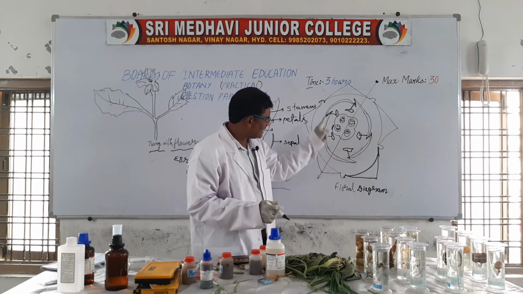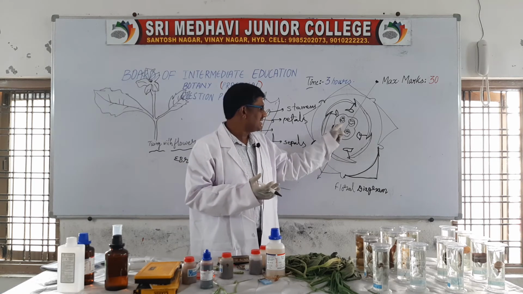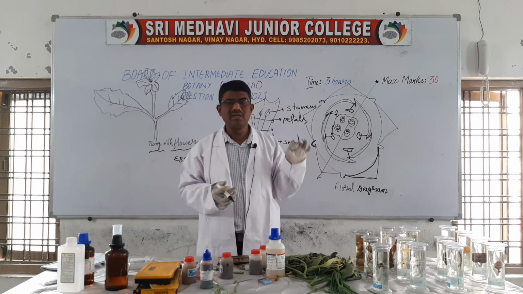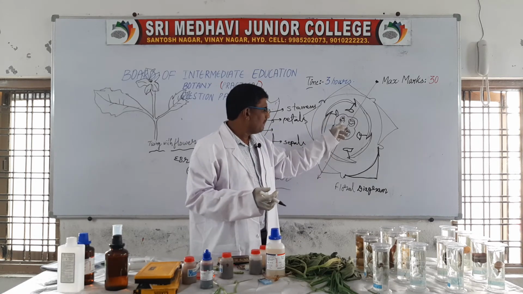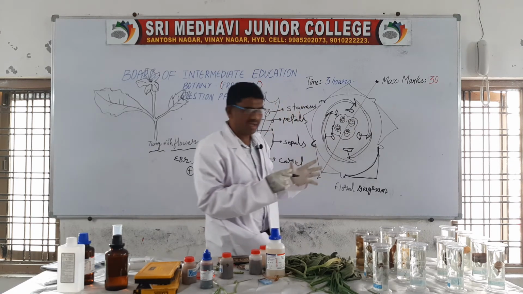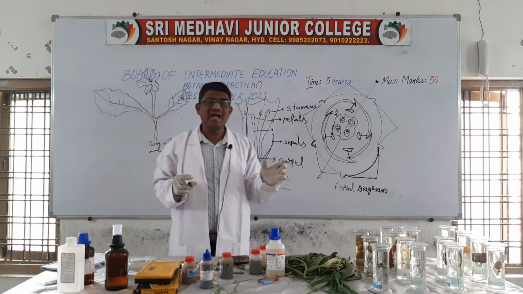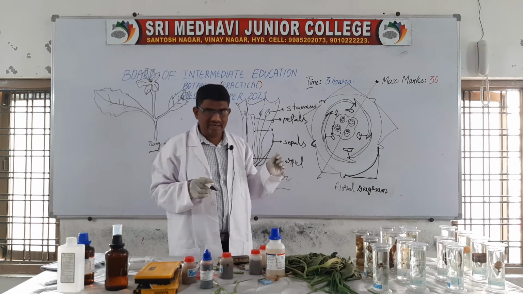Then after that, this is the carpel. When we observe the carpel in the TS, Solanaceae members generally contain a bicarpellary ovary. But it is tetralocular, because a false septum is formed in between. That's why it is bicarpellary and tetralocular.